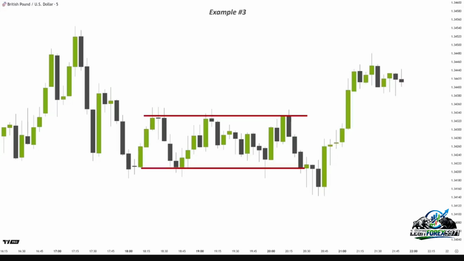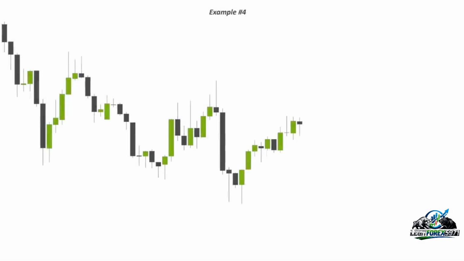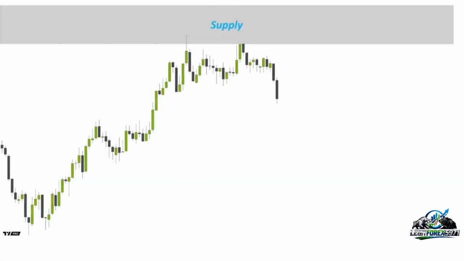If the price returns back inside the range, we can look for long entries aligned with the higher time frame direction. In another trading example, we have a pullback to a supply area, but we are uncertain whether the price will reject and give us a selling opportunity, so we can zoom into a lower time frame to add more confirmation to our trade.